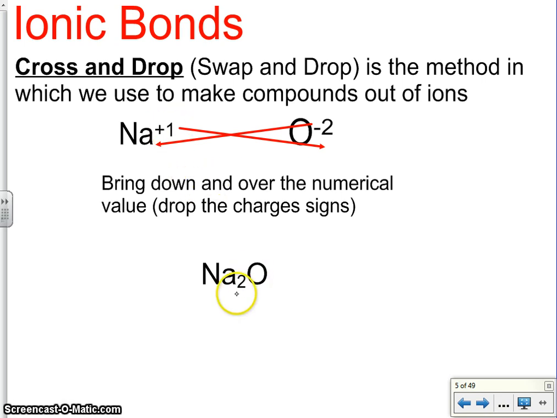So here, this tells us that we need 2 sodiums for every 1 oxygen. They're ratios, in other words. So 2 sodiums, 2 positive 1s, 1 oxygen, 1 negative 2, cancels out to equal 0.